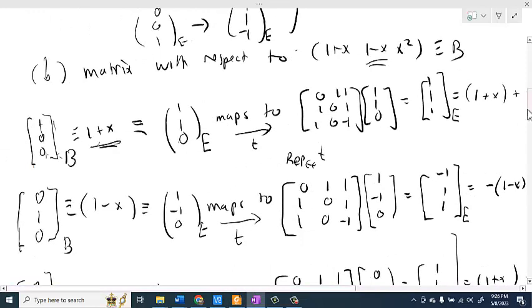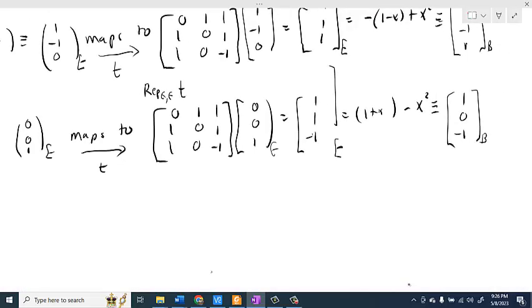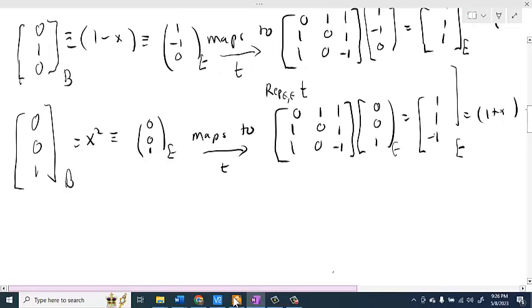Let's do the last one. 0, 0, 1, that's x squared. Well, in the E basis, it looks the same. What does that map to? Well, it maps under T. Again, this is the representation with respect to the E basis of T. And then this is the vector with respect to the E basis. So this is the result in the E basis. I write this out as a polynomial, and I express that polynomial in the B basis.